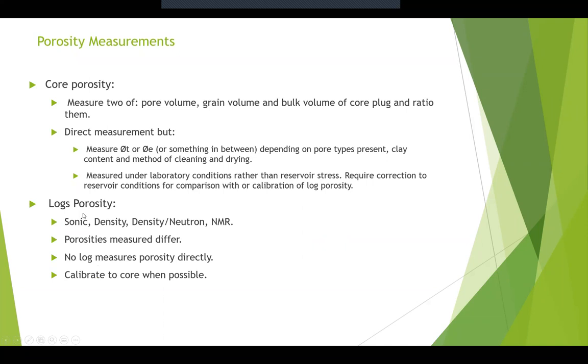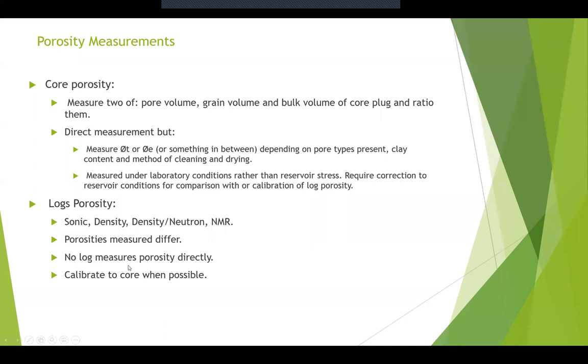And the log porosity, this is also very common. So we get the porosity from logs, from the sonic, from the density neutron, and NMR. Another one, NMR, we are not going to discuss in this session today. And the porosity measured from all these tools is different. It doesn't give the same porosity from this tool to this tool. It depends on the mineralogy and the fluid inside the reservoir, because they respond to different things. And no log measures porosity directly.